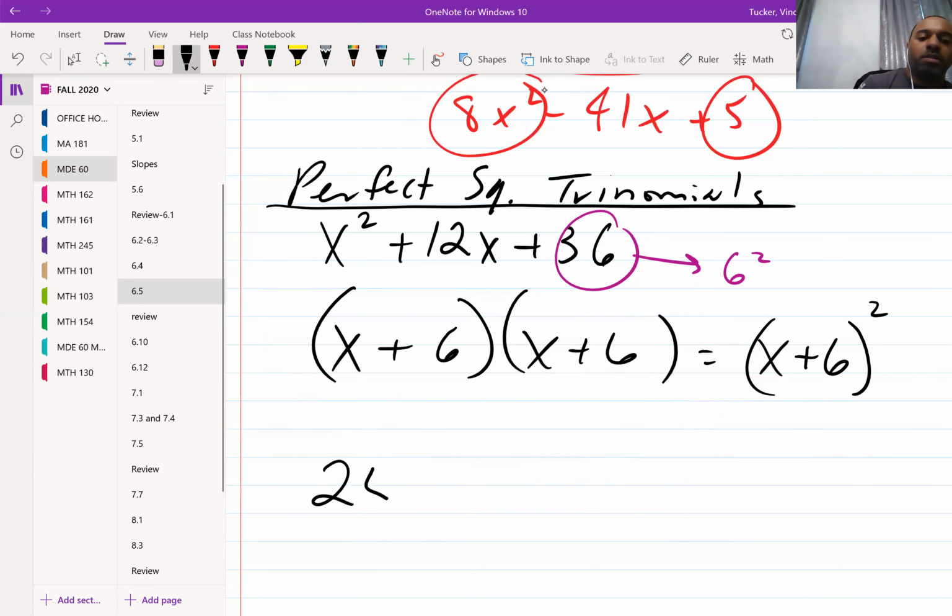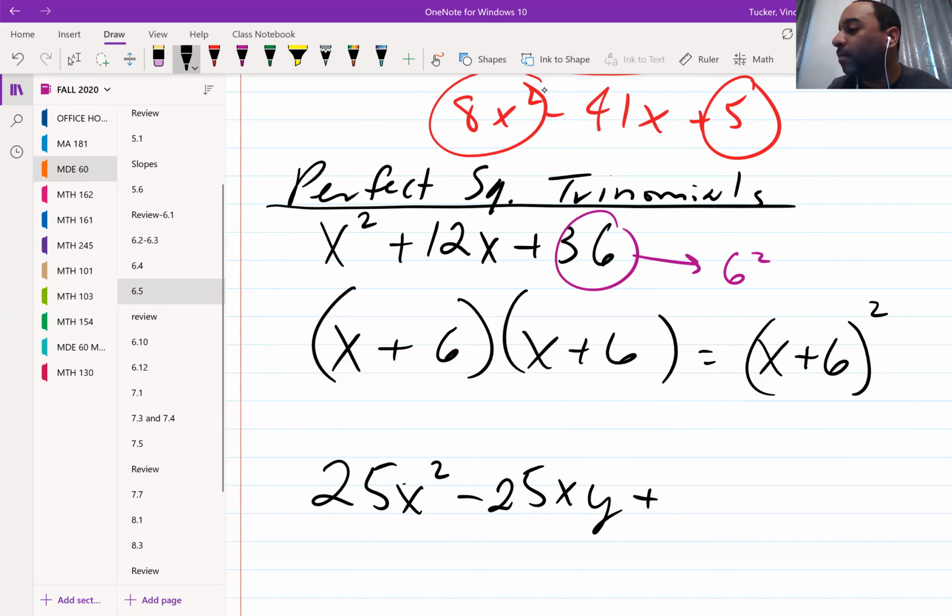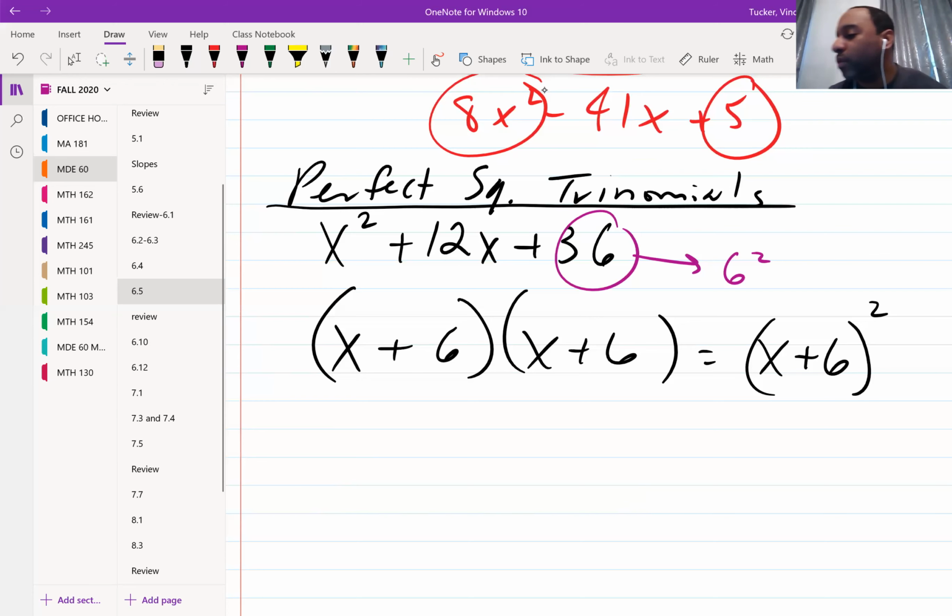All right, let's do another one. Nah, I won't do that. That's not a perfect square trinomial.